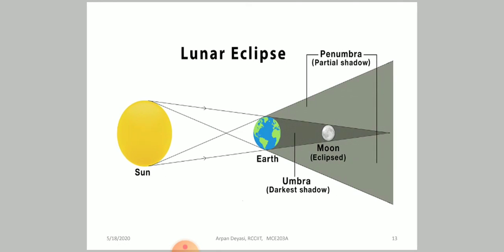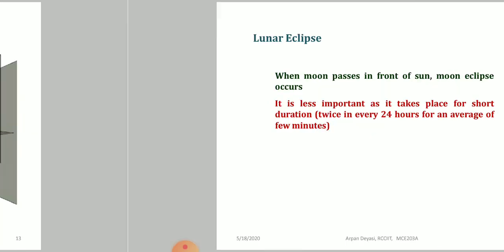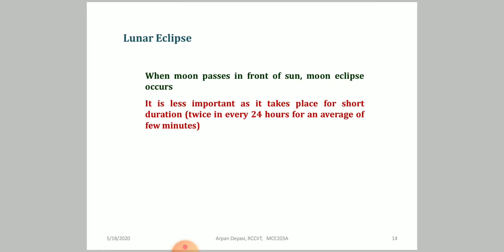Again, the same thing: sun, earth, moon. I think the penumbra and umbra, yes, I'm showing this. So whether it will be completely covered or partially covered, that's the ultimate thing. But lunar eclipse is very negligible for satellites, because the size of the moon and the distance doesn't matter to us. So when the moon passes in front of the sun, the moon eclipse or the lunar eclipse occurs.